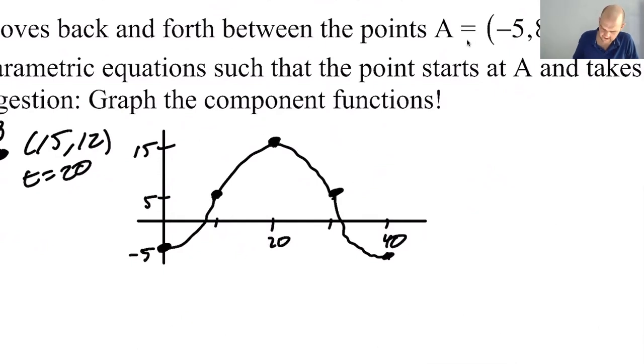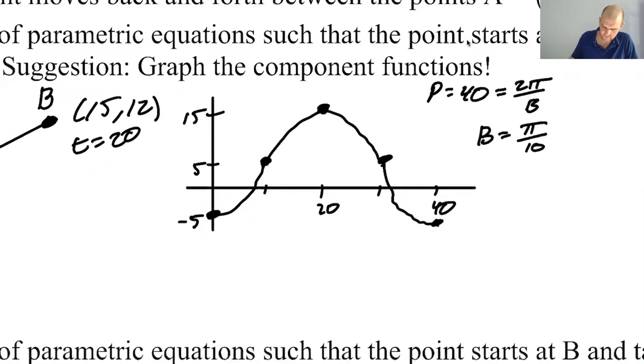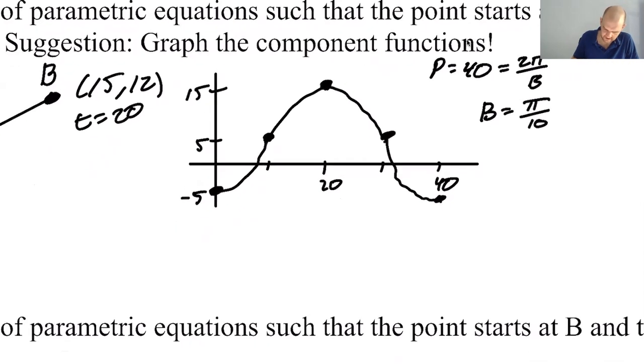The period of this is 40, which is 2 pi over b. So b is going to be pi over 10. So our equation here is going to say that x is, with a sinusoidal axis at 5, 5 minus 10 cosine of pi over 10 t.